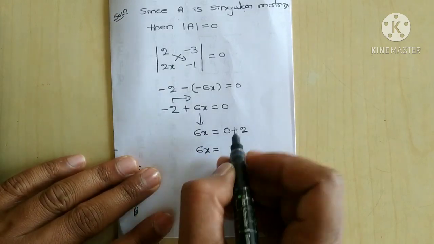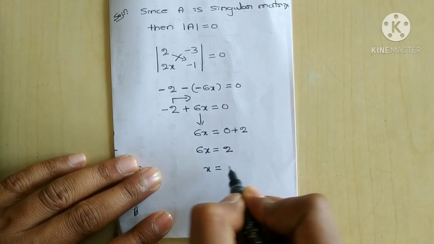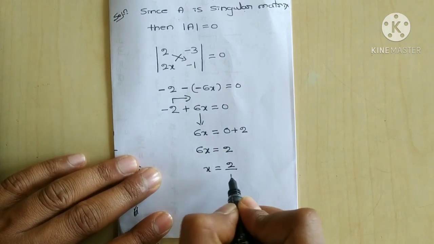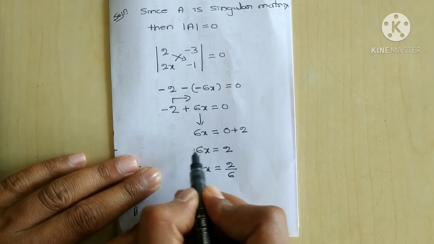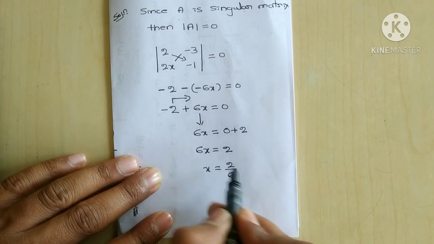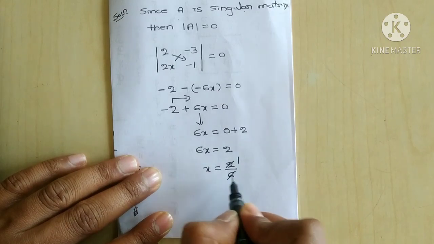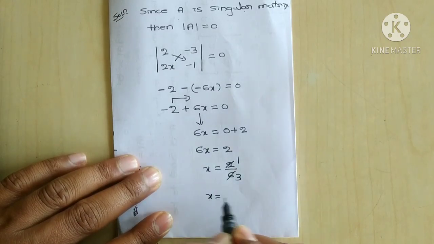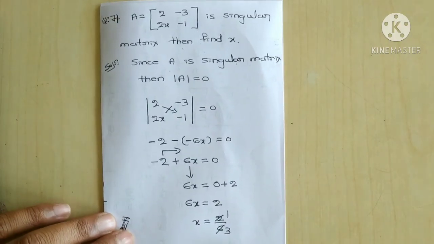0 plus 2 is 2. Therefore you need the x value, so it is 2 divided by 6. Because it is a multiplication sign, 6 you are shifting to the right hand side, so 6 comes in the denominator. So that is 2 divided by 6. You can cancel: 2 1 2, 2 3. Therefore x is equal to 1 divided by 3.